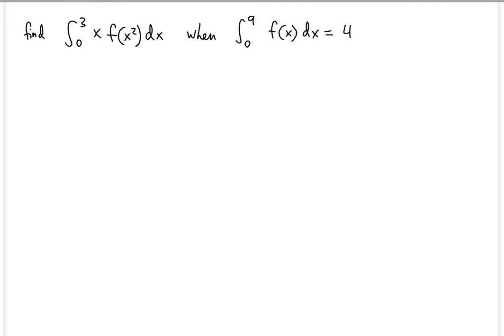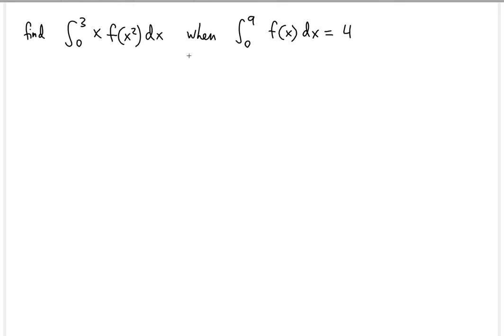This is an interesting problem here. We need to find the value of this definite integral from 0 to 3 of the function x times f of x squared dx, when the integral from 0 to 9 of f(x) dx is equal to 4.